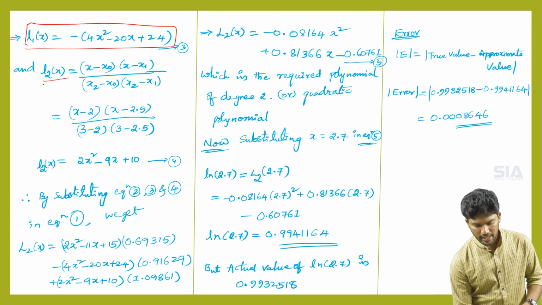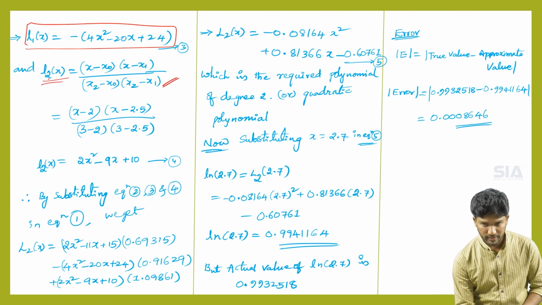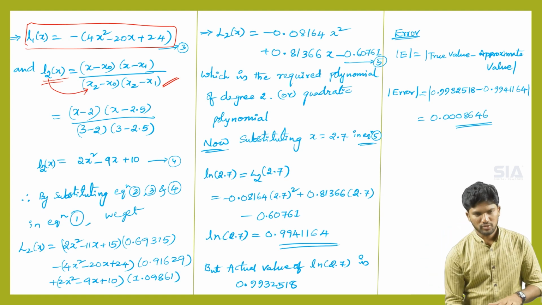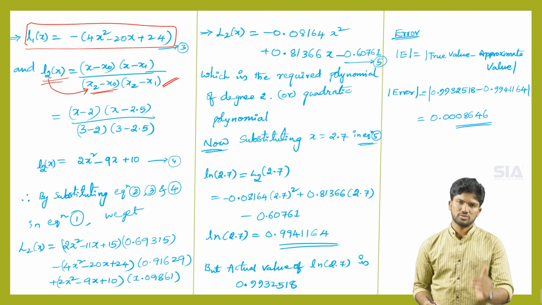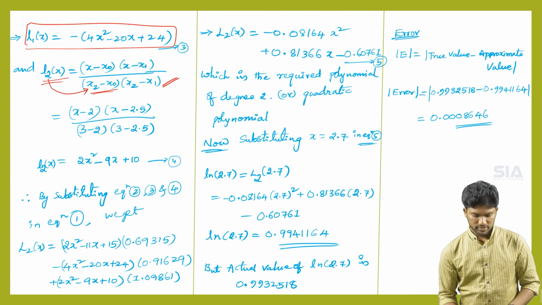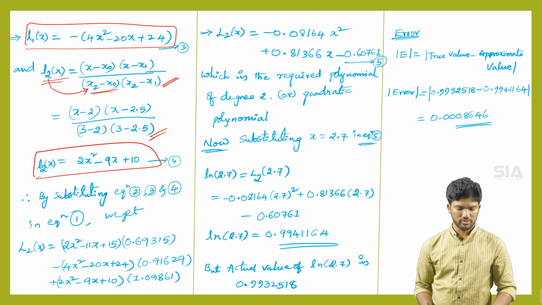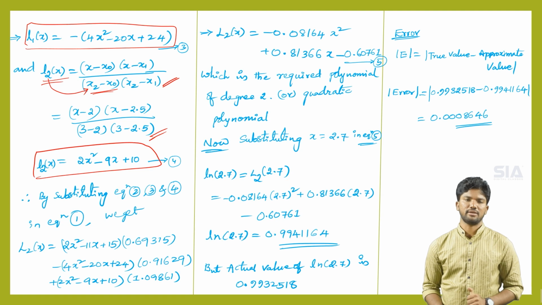Similarly, L2. L2 of x is equal to, this is the formula. Whenever you have suffix value 2, L2 of x is equal to, so if you have 2 in the suffix, here the denominator also starts with x suffix 2. So that is the L2 of x formula. Substitute the corresponding values and simplify that. L2 of x is equal to 2x square minus 9x plus 10. That is taken as equation number 4.